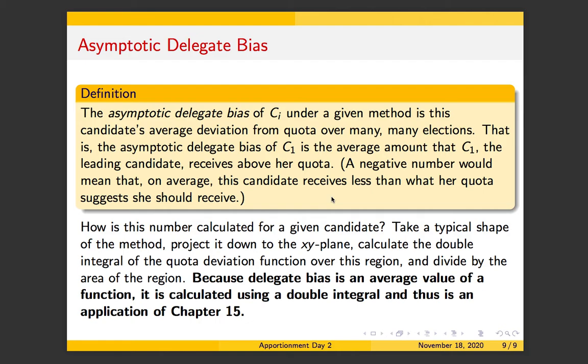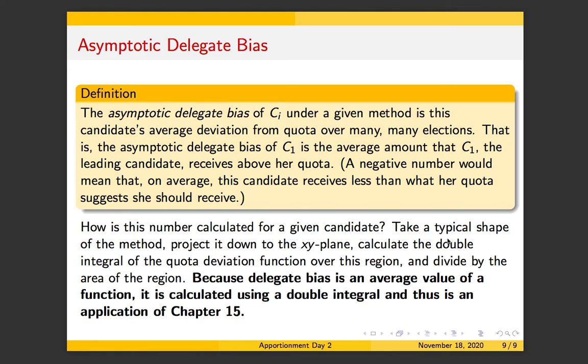Again, usually this is like 2 class days of discussion and stuff, right? So I'm trying to do it all in a video. It sort of takes a while. But anyway, how do you calculate the asymptotic delegate bias for a given candidate? Again, you have to have a method in mind, right? So under Hamilton's method, how would you calculate for candidate 1 their asymptotic delegate bias?